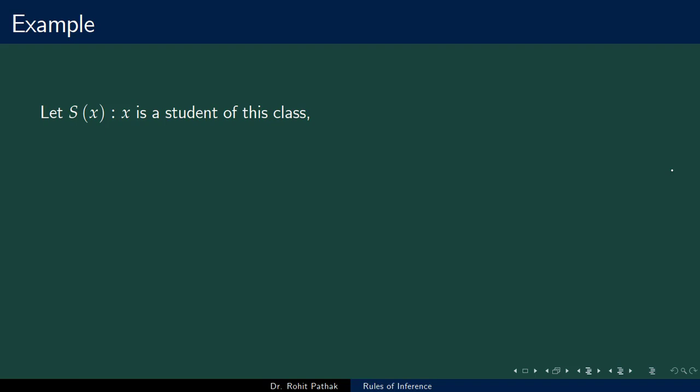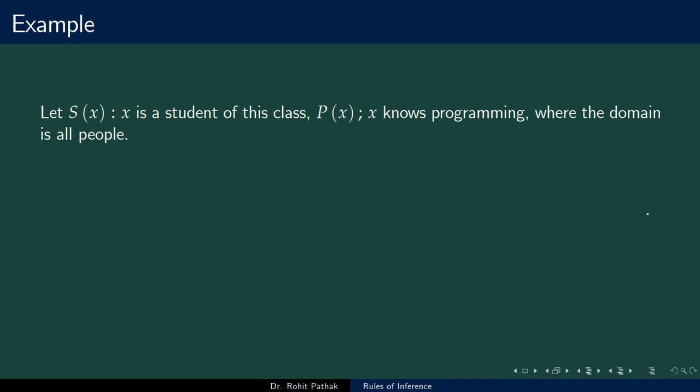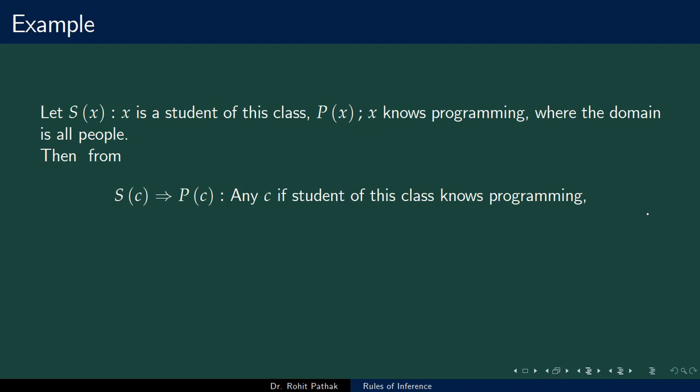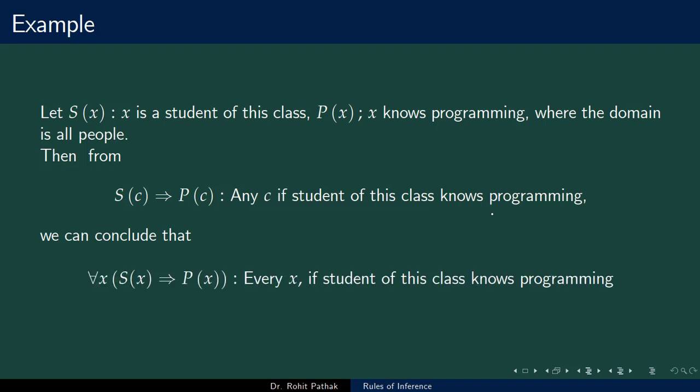Similarly, take S(x) to be "x is a student of this class" and P(x), x knows programming, where the domain is all people. That means we enlarge the domain. In addition to the students, we take all other people also. Then from S(c) implies P(c), any person c, if a student of this class, knows programming. So from here you can conclude that for all x, if a student of this class, then he knows programming. This is called universal generalization.